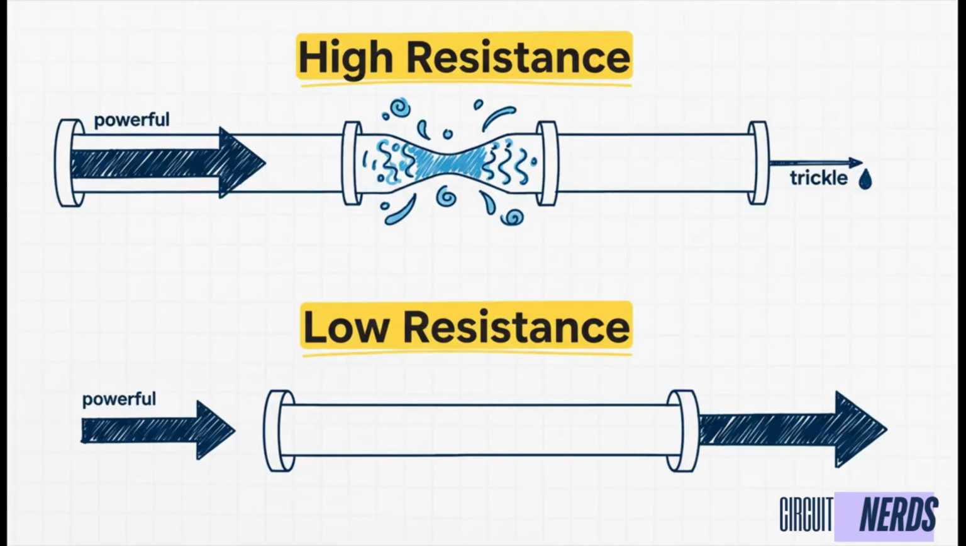And this is where it all makes sense. A really narrow pipe creates high resistance, right? So even with a lot of pressure, you're only going to get a little trickle of water. But if you have a big wide pipe, that's low resistance. That same amount of pressure can create a huge fast flow. This is exactly how electrical resistance works to control the flow of current. See? It's really that simple.